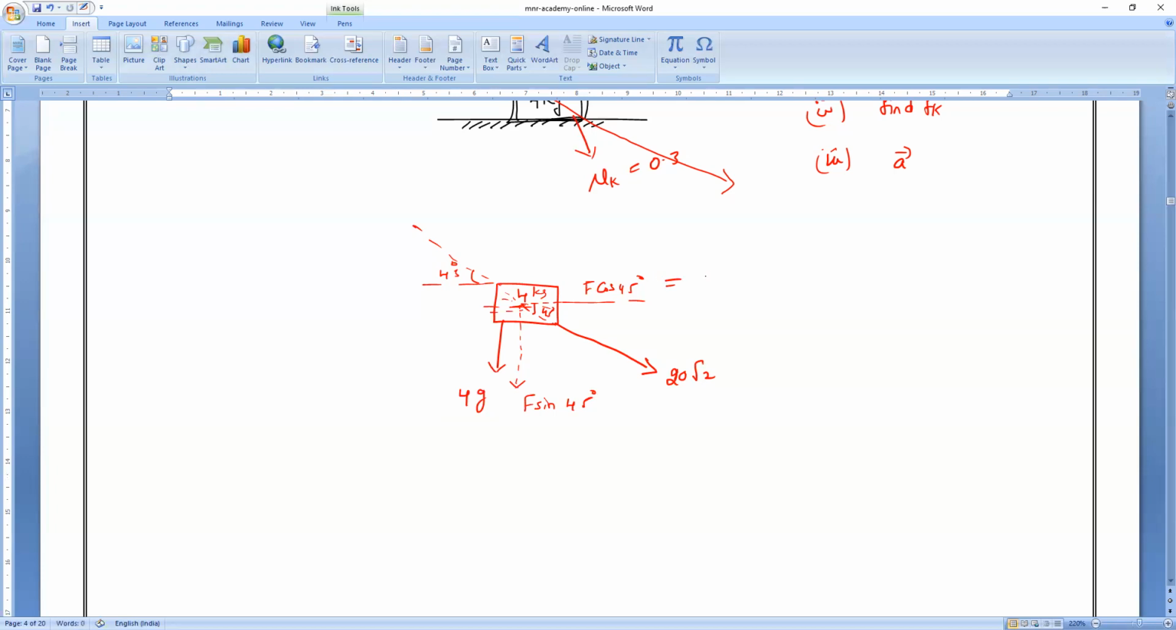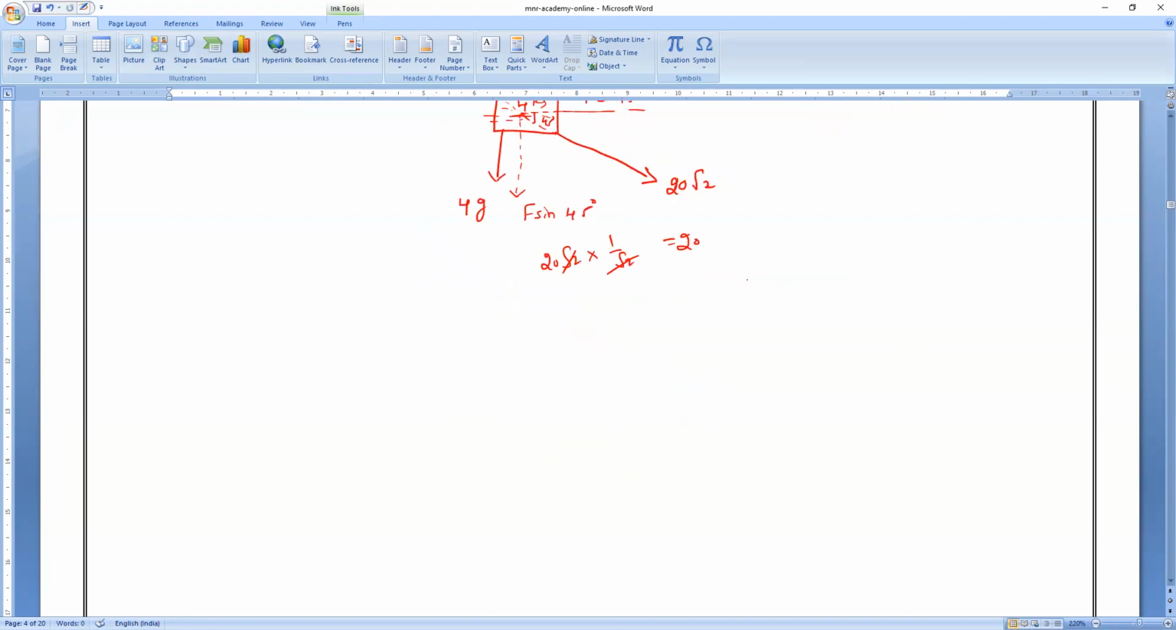So we all know F cos 45. F means 20 root 2 into cos 45, which is 1 by root 2. So root 2 will get cancelled. What is the value? 20. Same way, F sin 45 is 20 root 2 into sin 45, which is 1 by root 2. Root 2 will get cancelled, so 20. That is what is happening.